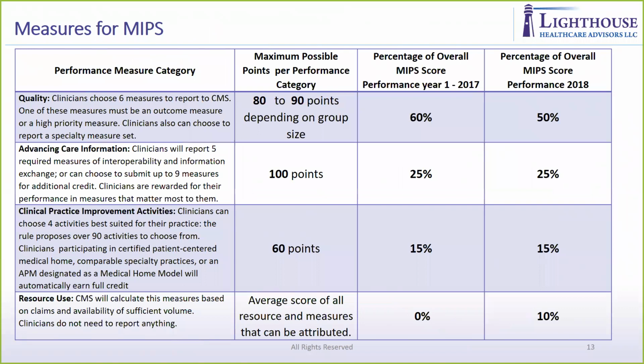Each performance measure category is worth a certain number of points based on its percentage weight. So this table has a lot of rich information in it. It will be available for you all to review after the webinar is concluded. It reiterates how many points each category is worth based on the percentage weight. And remember, it changes. So for performance year 1, 2017, which we are in now, the weights are 60, 25, 15, and 0, and then that shifts for performance year 2 or 2018.